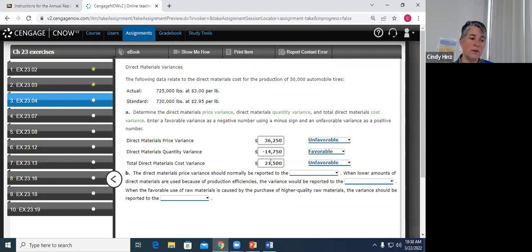Now, what you will notice is that if you add together the price variance and the quantity variance, keeping in mind the quantity variance is favorable and negative, it equals the total. So we've just taken that total direct materials cost variance and separated it into its parts. Here's what's because we spent 5 cents more than the standard would indicate. Here's how much we saved by using 5,000 pounds less. And those two things netted together give us the total variance. Make sense?